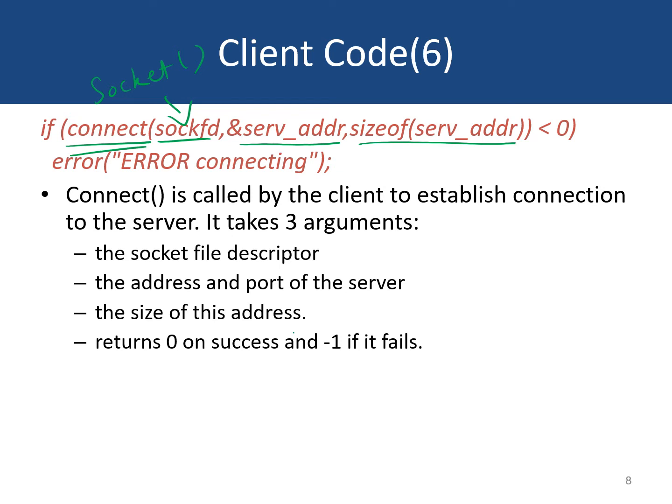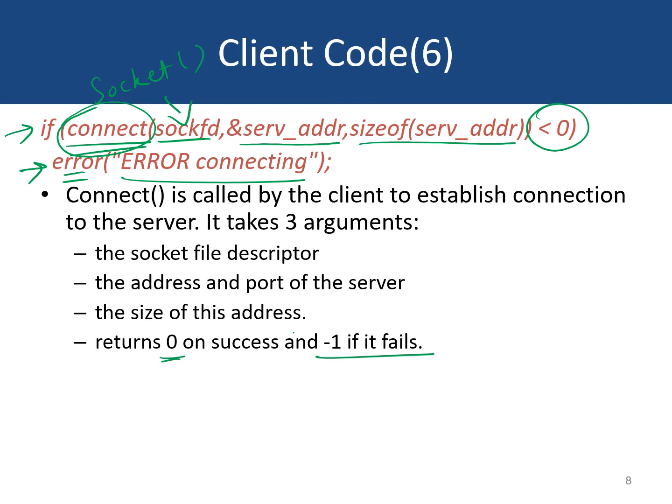If the connect function call succeeds, then it will return a 0. Otherwise, it will return a -1 or a negative value on failure. So that is what we are using here in the if statement to check for the success of this connect call. If for some reason it returns a negative value, then we'll call our error function, print the error message, and terminate the program.